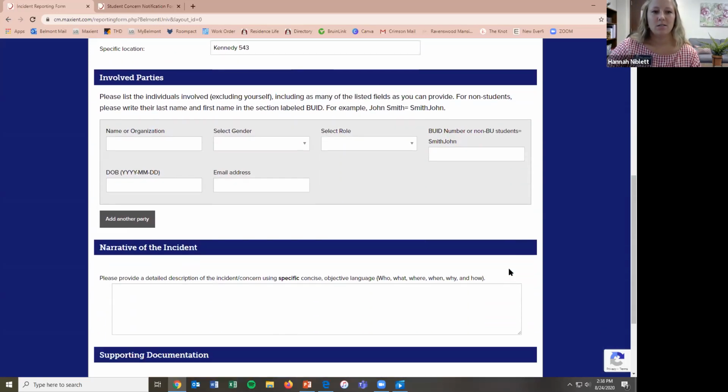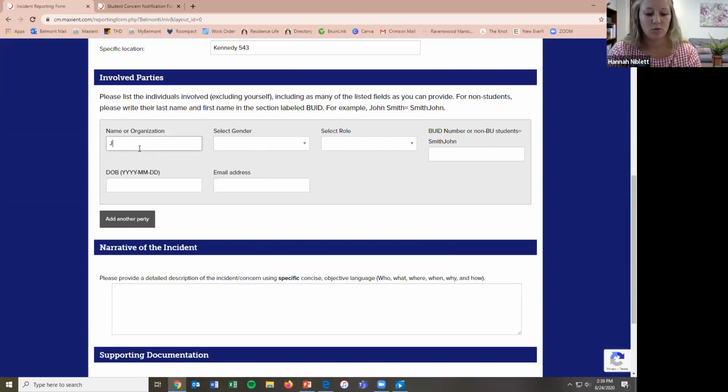So now you'll go to your involved parties. So this is where you'll list every individual involved in the situation. So you don't have to put yourself here. Actually, please don't put yourself here. If you were to list yourself as a party, then a case would be created in Maxient as if you were an alleged student in the situation. So you'll leave your name out of here, but you will add it to the narrative.